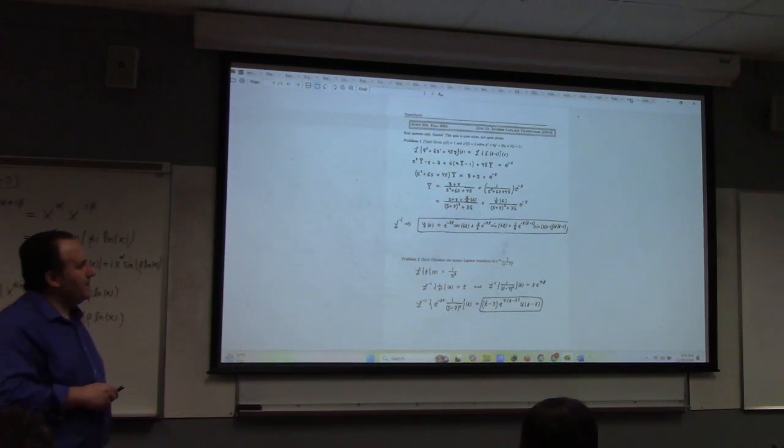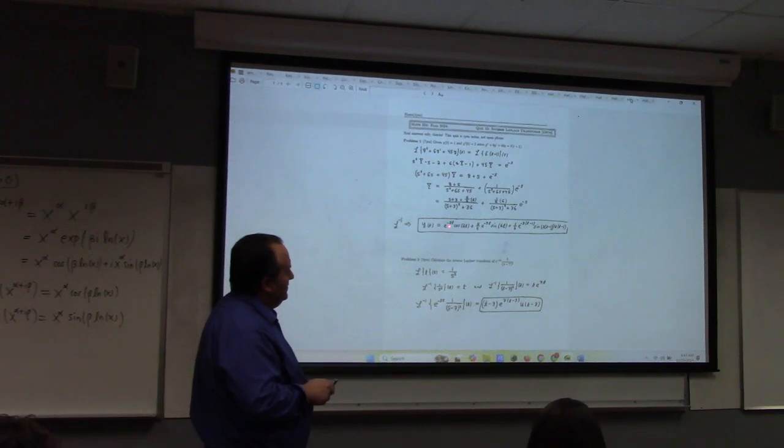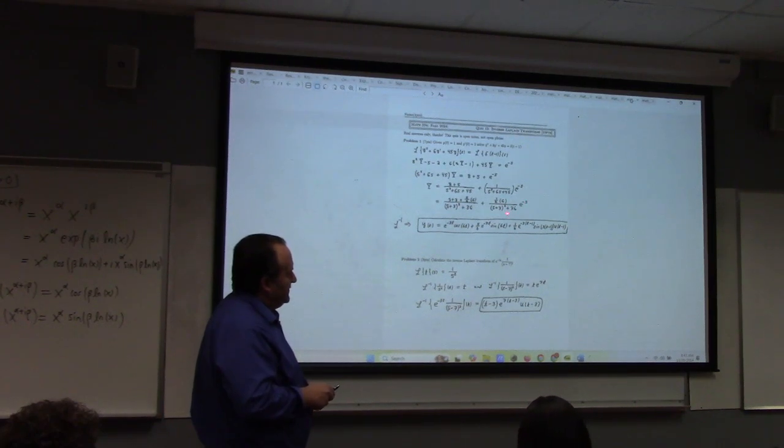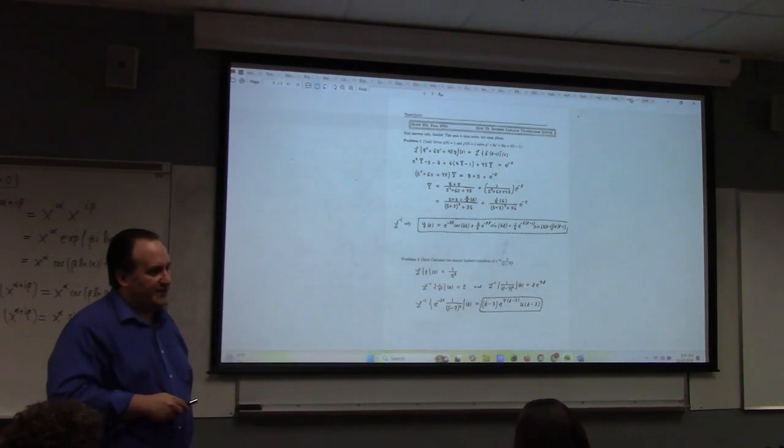So, do spend some time making sure you understand how to deal with the exponential. That's a weak point for most of you. If you don't understand that, if you're not completely bored with how that works, you should open up the textbook, go to the section on discontinuous functions in the Laplace transform and work like 5 problems there.